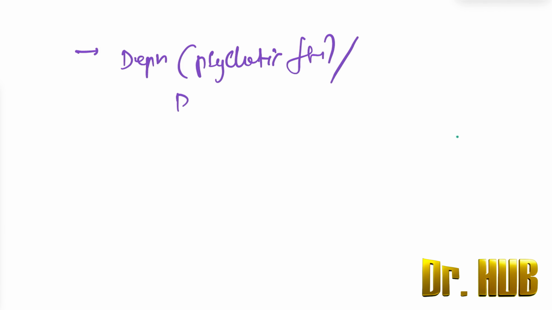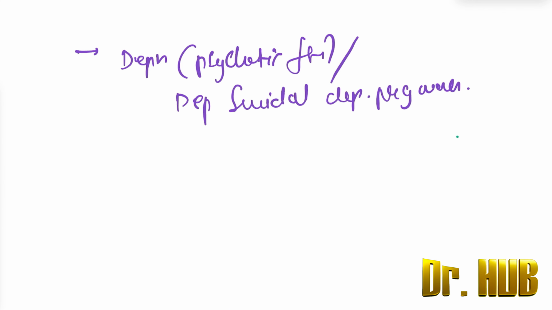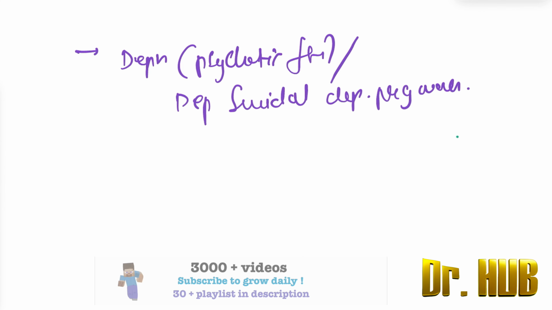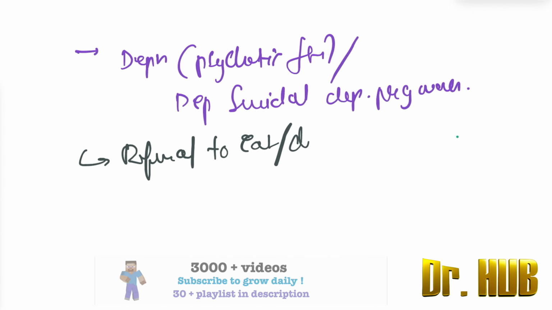Next, we are going to look at depression with psychotic features. Other indications include depression with psychotic features, and then there is also the depressed suicidal pregnant woman. Then there is refusal to eat or drink, and also in case of imminent risk of suicide.